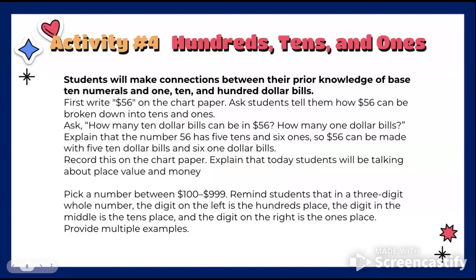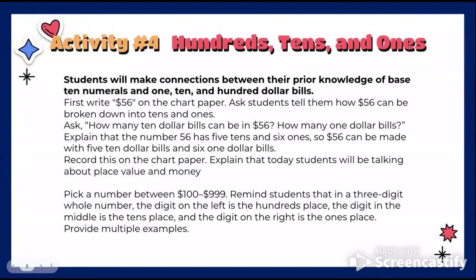And then for our last activity, we're going to make sure everyone understands the hundreds, tens, and ones values. Students will make the connections between their prior knowledge of the base ten numerals and the ones, tens, and $100 bills. We're going to write out 56 on chart paper and ask students to tell us how we can make up $56. Break it down into tens and ones.